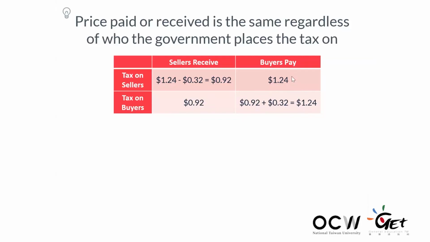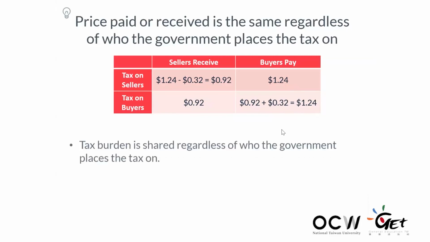So the buyers are actually paying the same amount as when the government is taxing the seller. The fun thing here is that regardless of whether you're taxing the buyer or the seller, using this per unit tax, the sellers are always receiving the same amount and the buyers are always paying the same amount. And the difference is exactly the 32 cents of tax that the government charges.